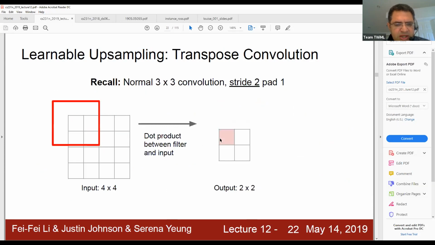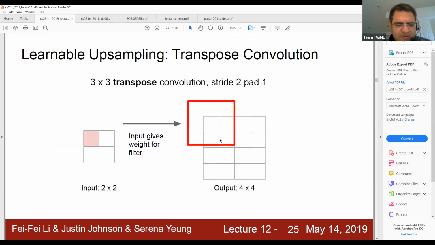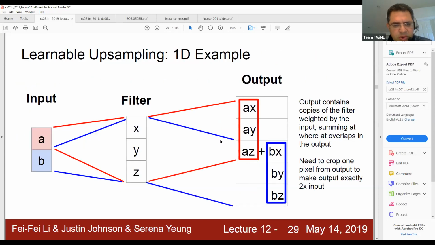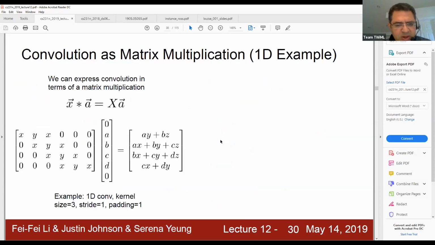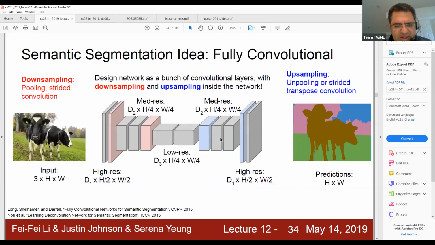And they have some more details because it's the lecture, so they have a lot of details about how to do the upsampling and some intuitive ways for it. Okay, so that was the idea from 2015.